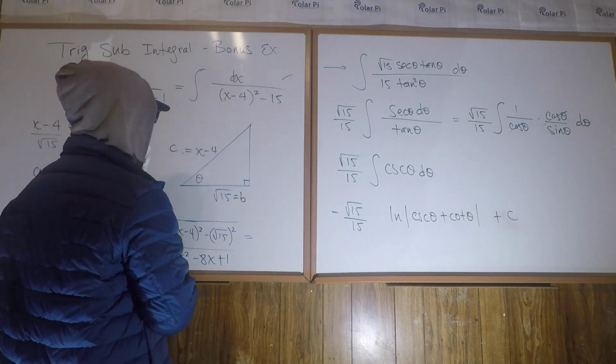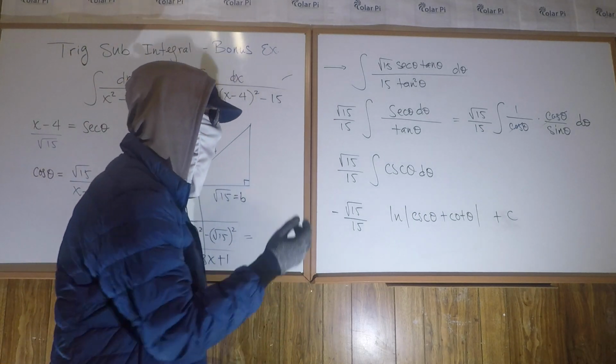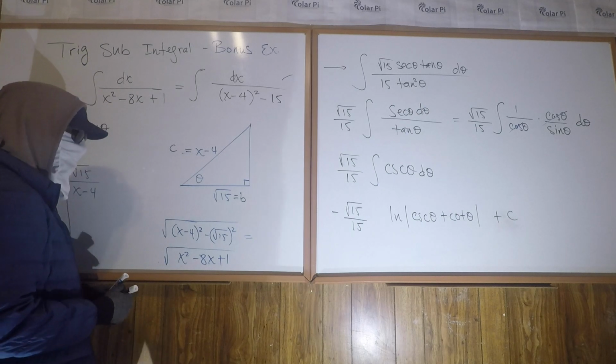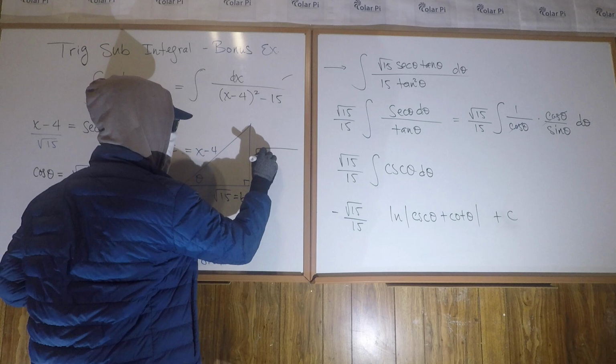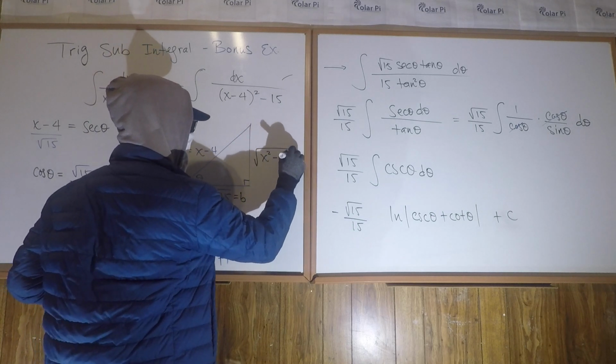I see. So I already knew that. I could have just written it down. I was doing it for you. Okay, so this is going to be square root of x squared minus 8x plus 1.